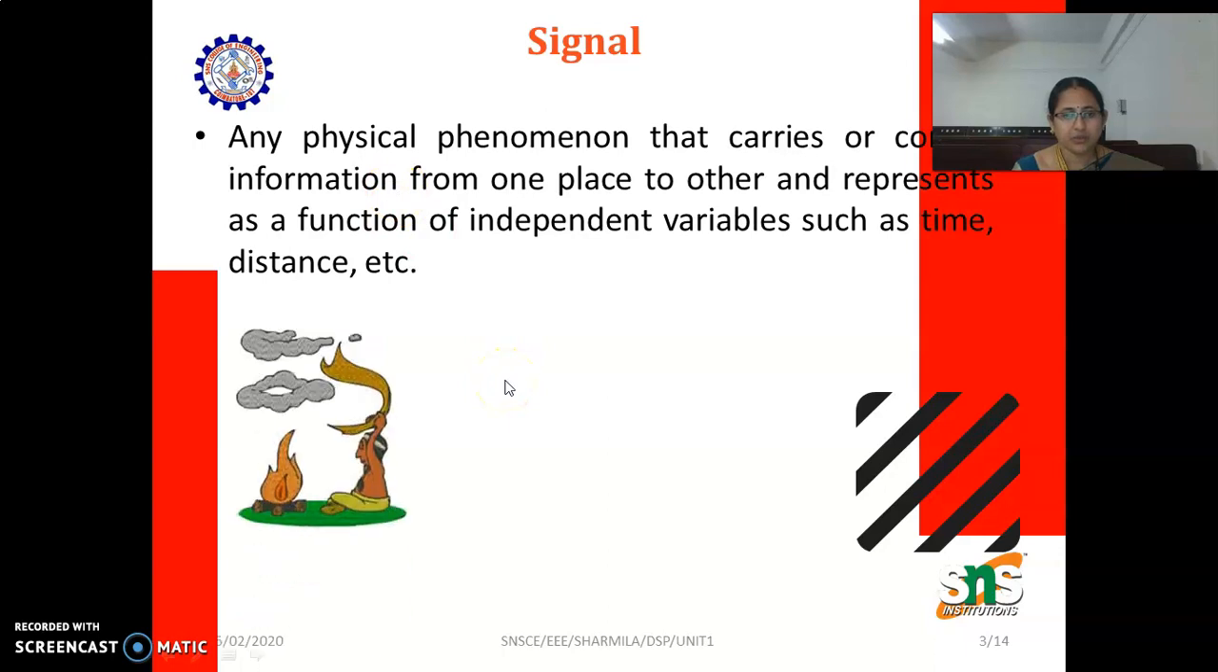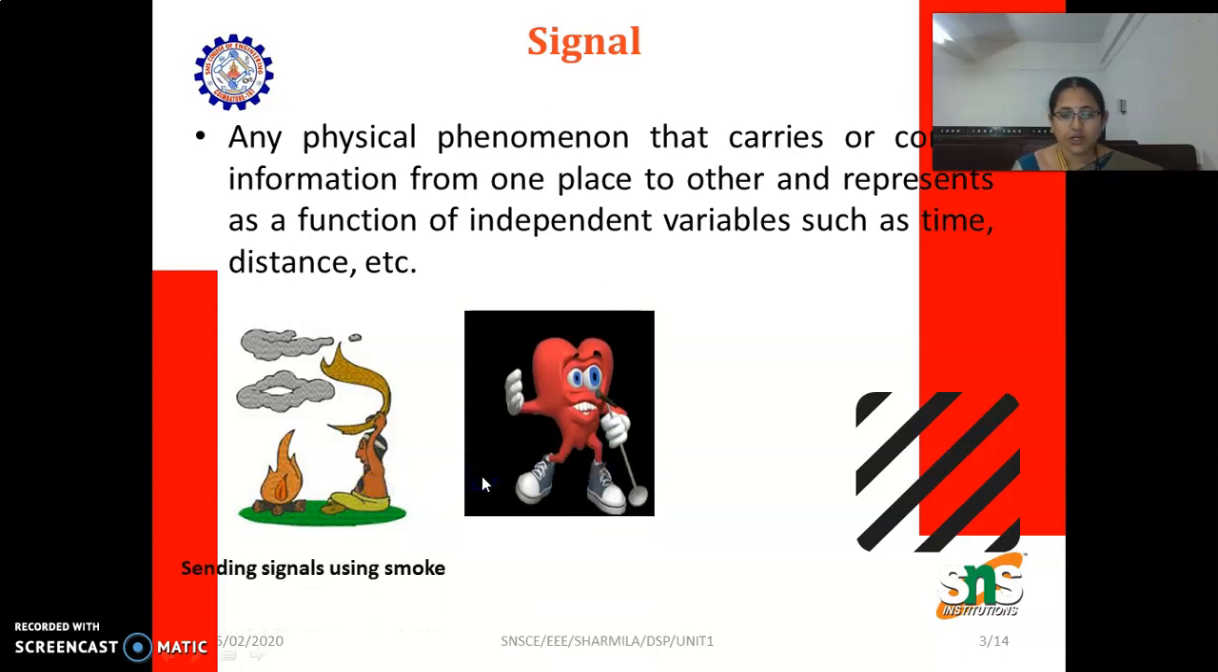Now you should see this picture. It shows some fire and smoke, and one person is sending some message through smoke. The next one is an audio signal, and the third one is the ECG signal. It is the electrocardiogram signal. This signal gives the information about the person's heart related activities.